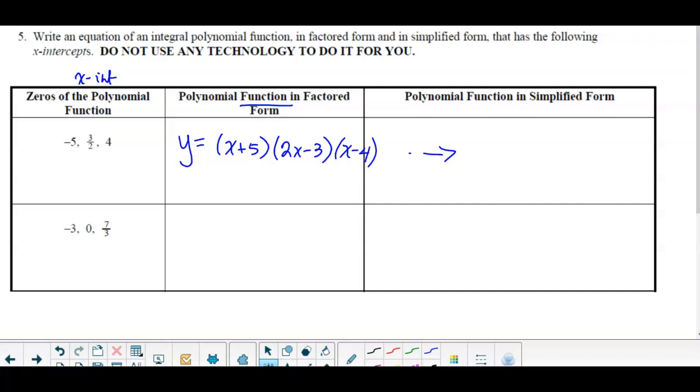Now, is there another factored form that would work? Yeah. You have a negative in front. That's still a polynomial function of degree 3 with those x-intercepts. This is not saying that it has to open down and to the right. It could open down and to the right, or it could open up and to the right. Okay, so you could have a negative out front.